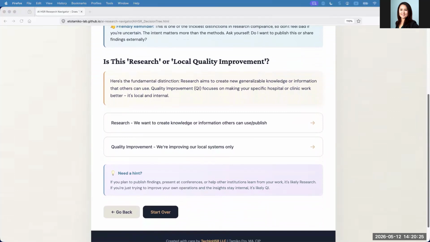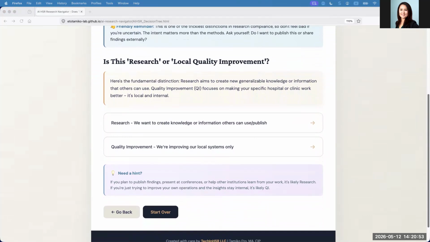So this is pretty straightforward in our scenario, but it's not always straightforward. In ours, we plan to publish findings and share the algorithm with other institutions. So basically, yeah, generalizable knowledge, which is defined under 45 CFR 46. If we were just fixing our local sepsis alerts that we have in Epic, and just keeping it internal, then we would consider it quality improvement.